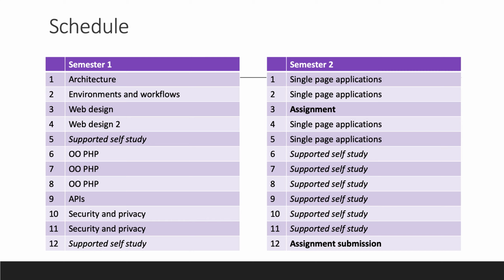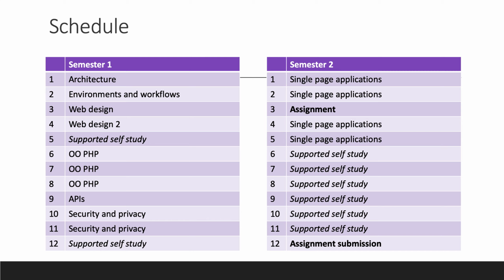So the schedule for the module, well, it's split over 2 semesters. This week we'll be looking at architecture, which is a fundamental concept for the module. Next week we'll be looking at environments and tools and workflows that we'll be using in the module. We'll then have a couple of weeks thinking about design. There's a slightly increased emphasis this year on front-end design. In week 5 we'll have a supported self-study session. That means there'll be no new material, but that Kay and I will be available to support you if you've got any questions. So please do come along to the lab then if you wish.